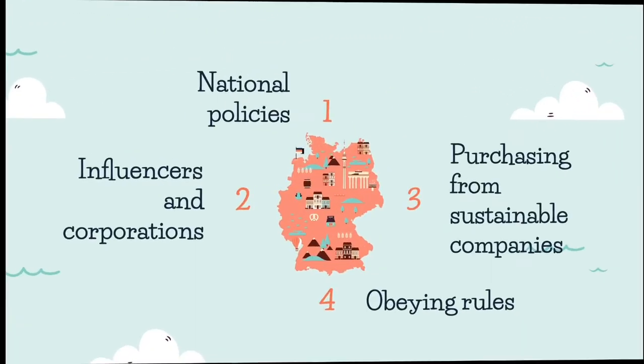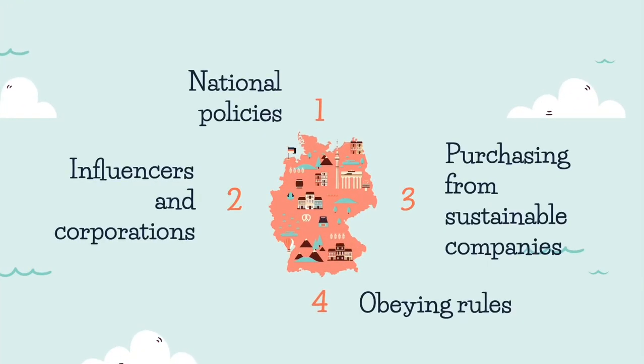Now it's time to find out how we can make a change. National policies are a good starting point, but only when businesses and consumers are willing to do things differently. An example of an effective policy is banning non-reusable bags. When influencers do something, the world watches, and some people will follow their actions. Influencers can help by being aware of their actions and promoting a sustainable lifestyle.